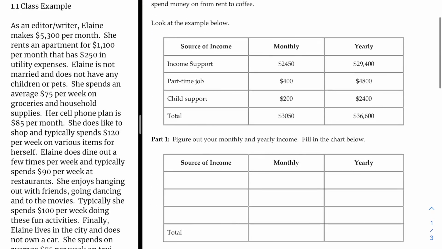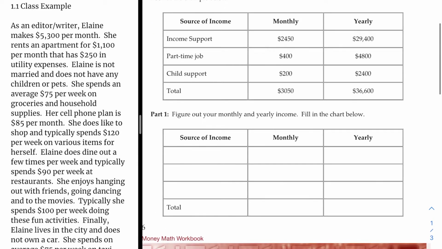Okay, so here's an example, something about Mary. But we're actually going to go right to part one and use the example on the left here. An editor-writer, Elaine, makes $5,300 per month. She rents an apartment for $1,100 a month that has $250 in utility expenses. Elaine is not married, does not have any children or pets. She spends an average of $75 a week on groceries and household supplies. Her cell phone plan is $85 per month.